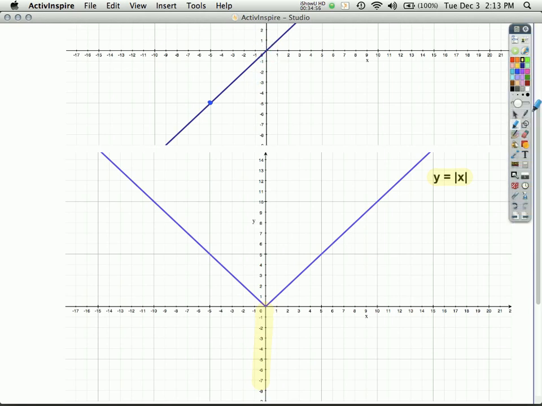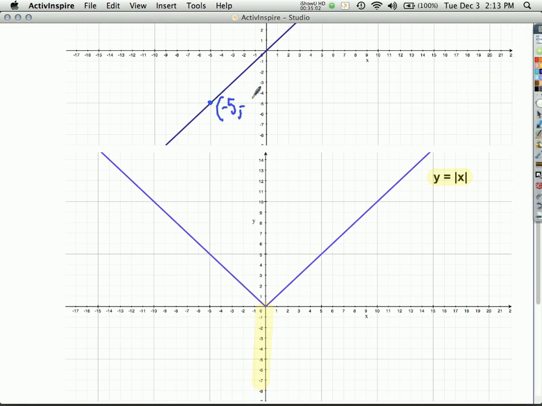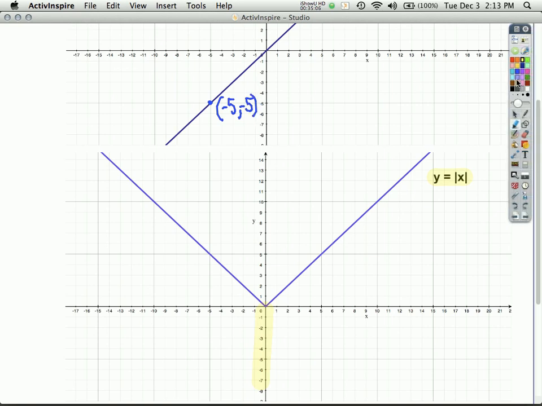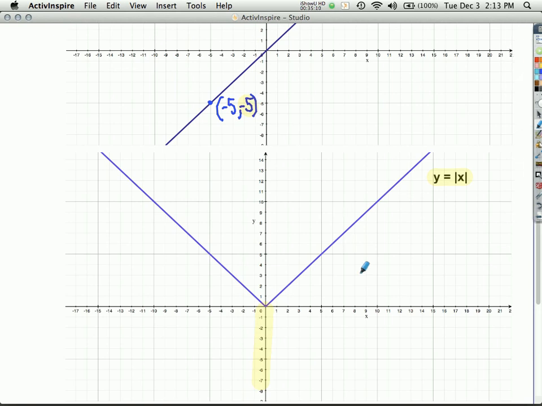For example, if you're not sure what he's talking about, the coordinates of this right here are -5, -5. That y value right there is a negative number. There are no points on this line that would have a negative y value. Very good observation. Matthew, what else?